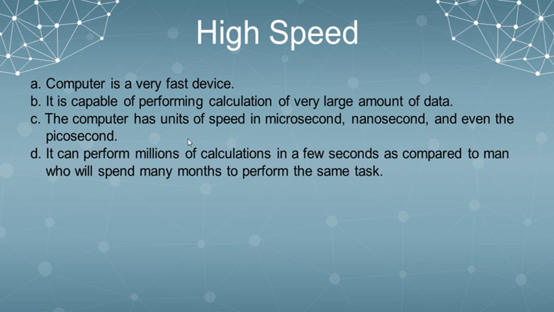Next, a computer has units of speed in milliseconds, nanoseconds, and picoseconds, as I explained. Fourth, it can perform millions of calculations in a few seconds, compared to a man who would spend many months on the same task. Yes, students, a supercomputer is also a form of computer which can perform millions and trillions of instructions in a nanosecond or picosecond. It means a very small amount of time.